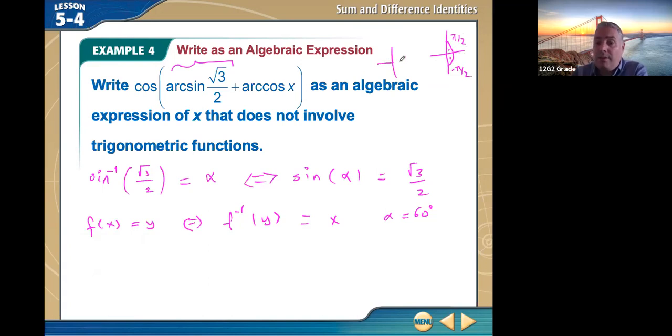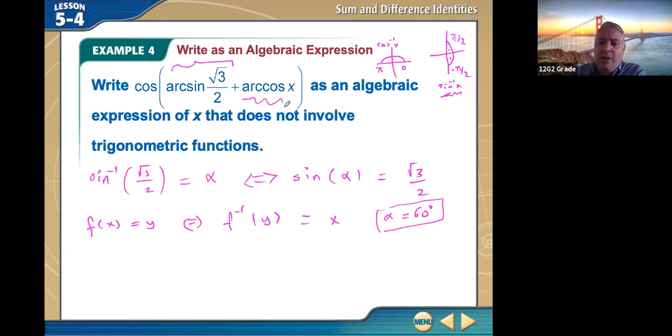When we talk about arc cosine, it is between 0 and pi. So this is arc cosine, and this is arc sine, their domains. Okay. Now, for that reason, this is only 60 degrees. Is this clear why this is 60? Normally 60 and 120, but 120 is not in the range of arcsine of x.